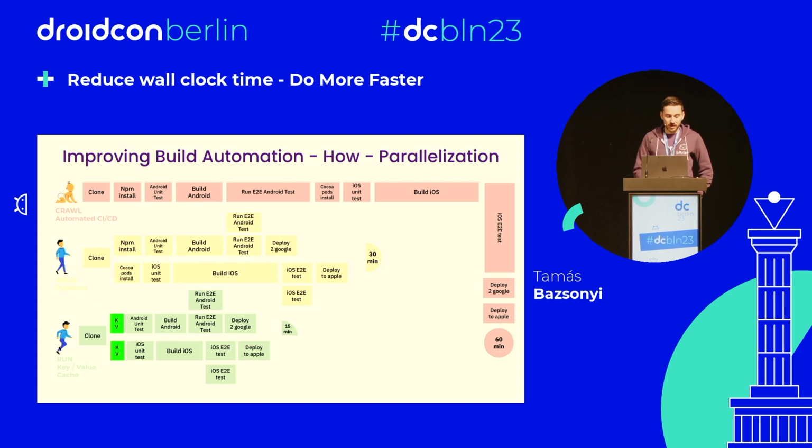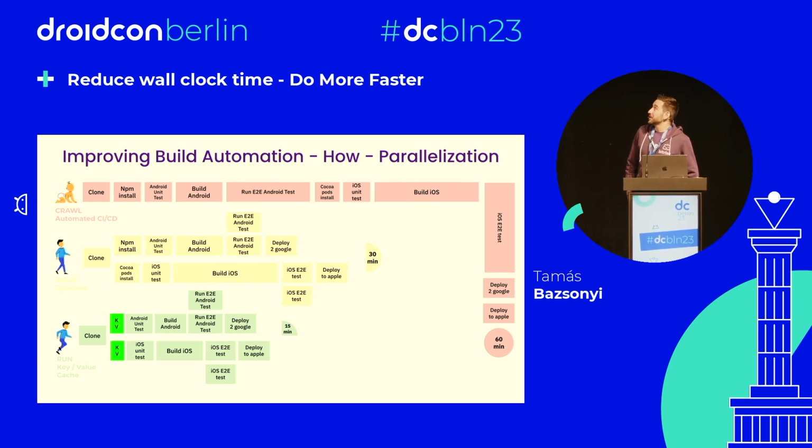Just to look at an example, here you can see a React Native app that in the initial phase took roughly 60 minutes to complete, installing all the dependencies, executing all the tests, and building for Android and iOS as well. Then with pipelines and parallelization, in the second row, the wall clock time went down to 30 minutes. And with key-value caching, it went down to 15 minutes.